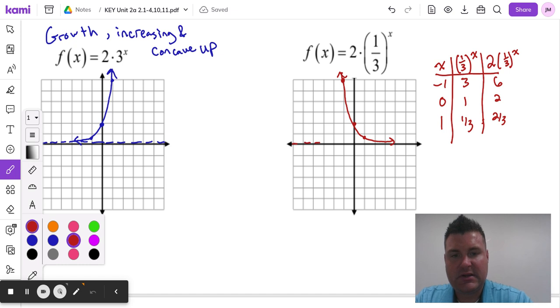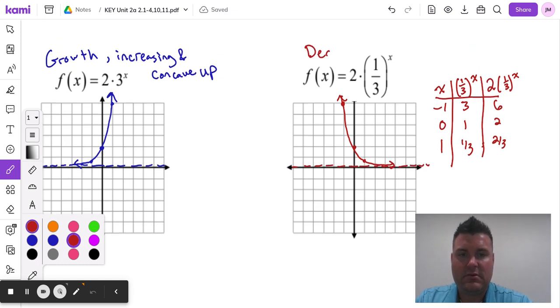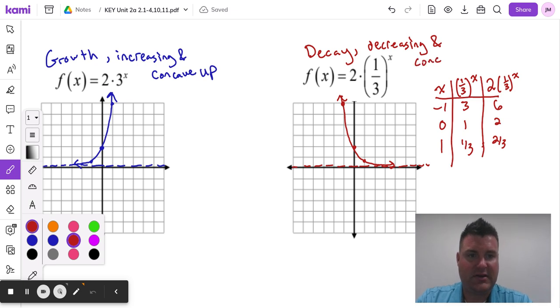Okay, and this is going to be a decay because our a value is positive and our b value is between 0 and 1. And this is going to be decreasing and concave up. Just look at it, you can tell it's concave up.